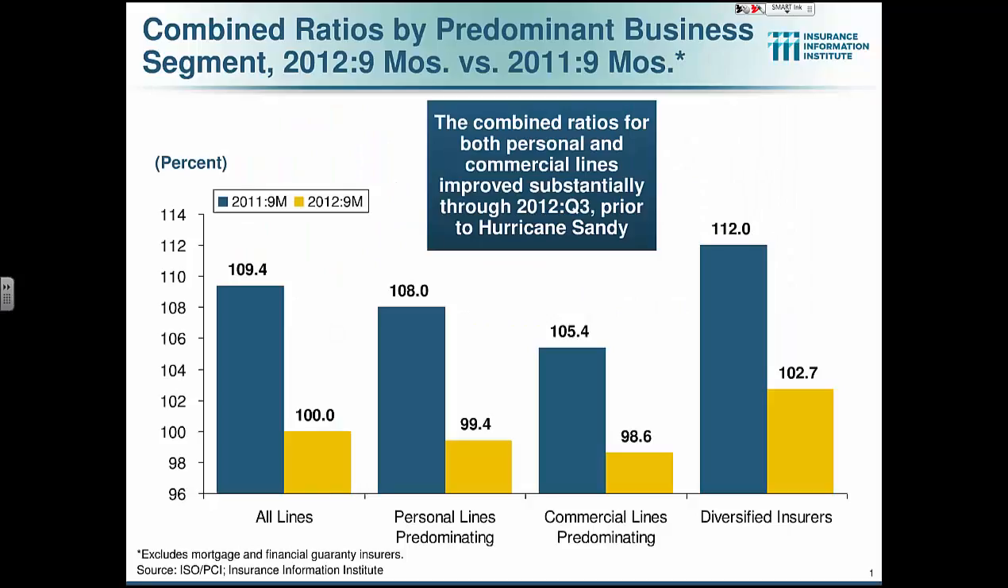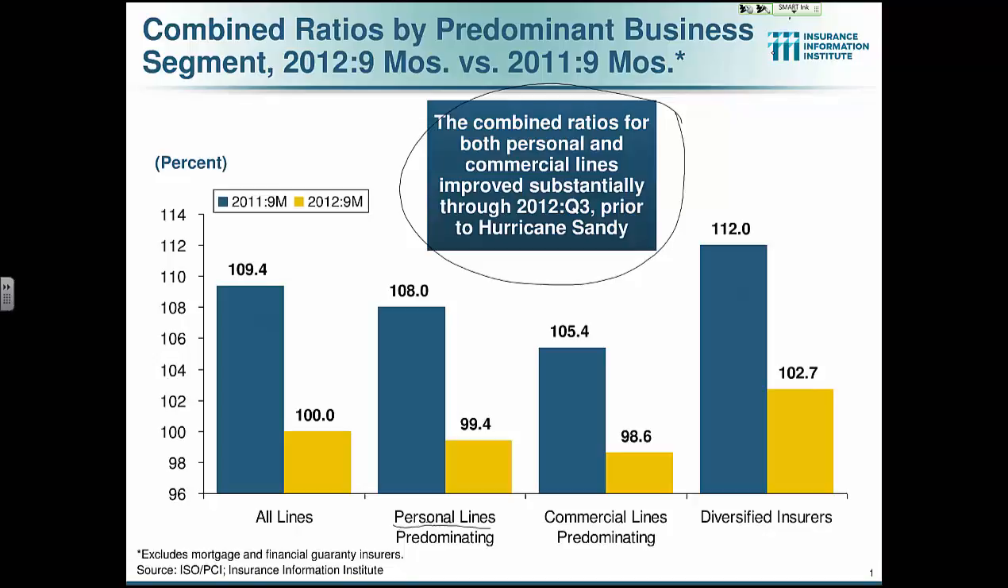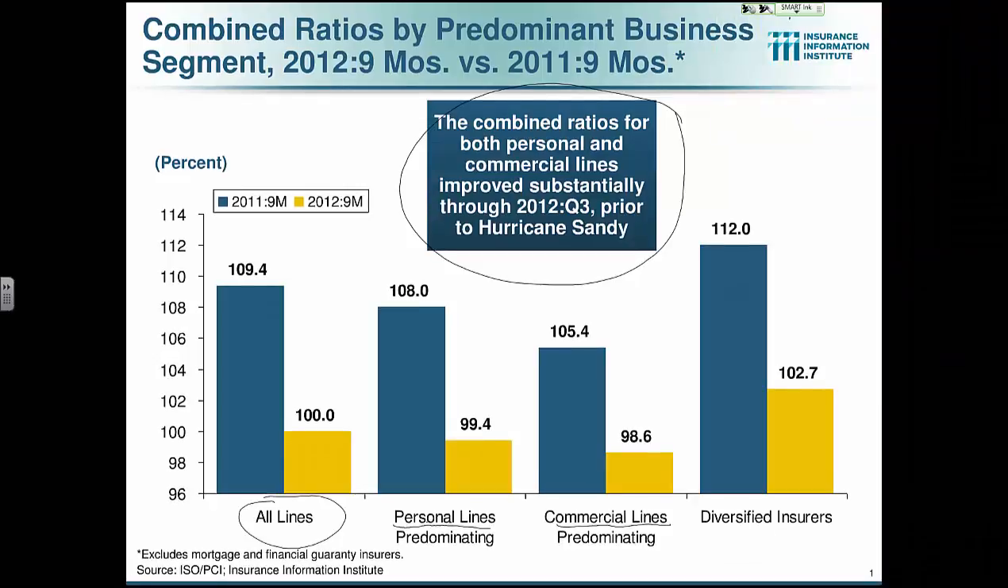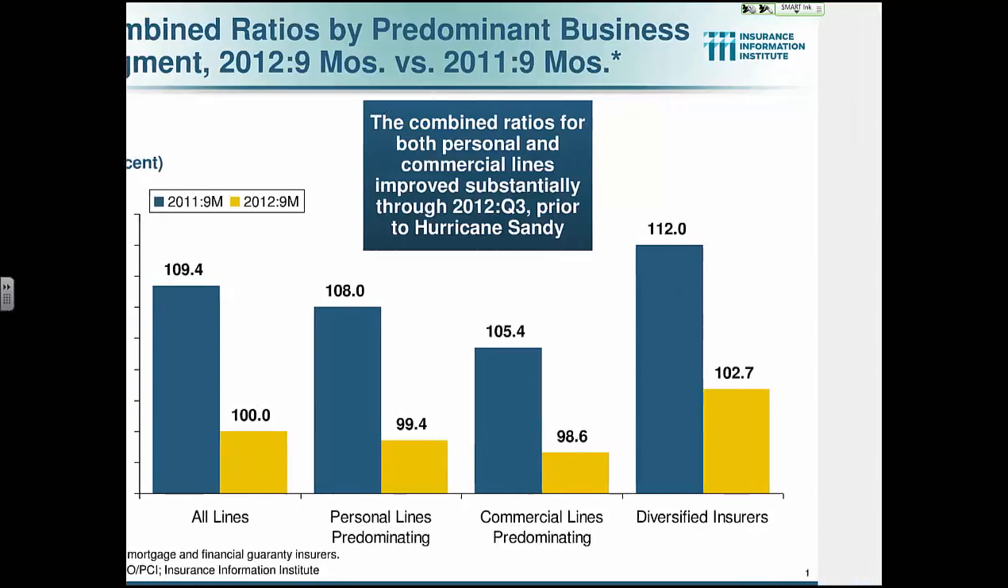This shows the 9-month comparison between 2011 and 2012 combined ratios. The combined ratios for both personal lines and commercial lines improved substantially through 2012, quarter 3. Still, you'll notice on all lines that the combined ratio in 2011 was over 100% and at 100% in 2012, just at the 9-month point.